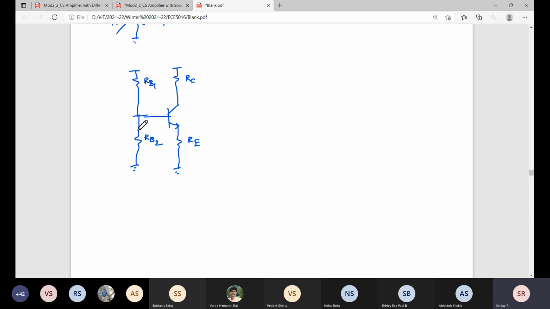RB2. Okay, applying some inputs here. Okay, so it's here. Why did you add RE here? Emitter degeneration resistor. What is the purpose you are adding here? Already biasing is there. Why do you use this thing? To limit the emitter current.